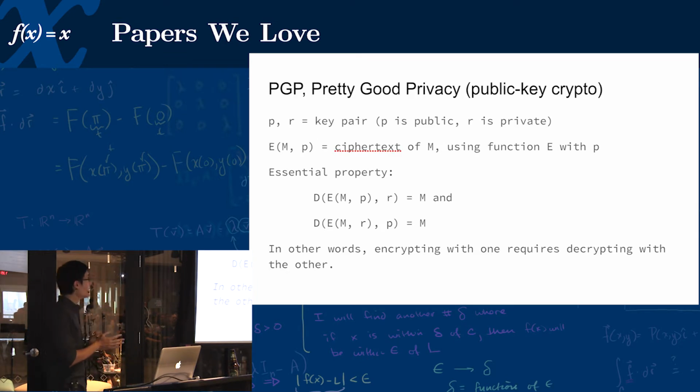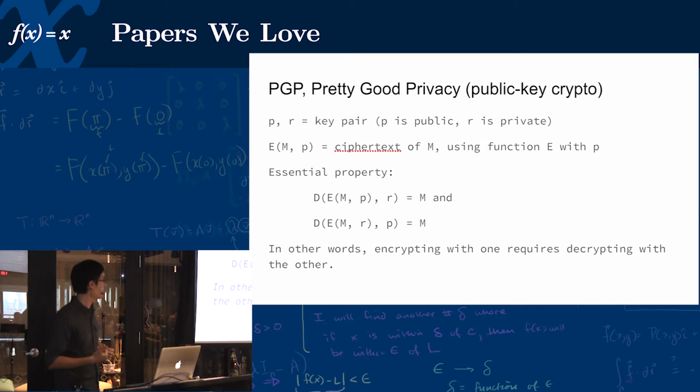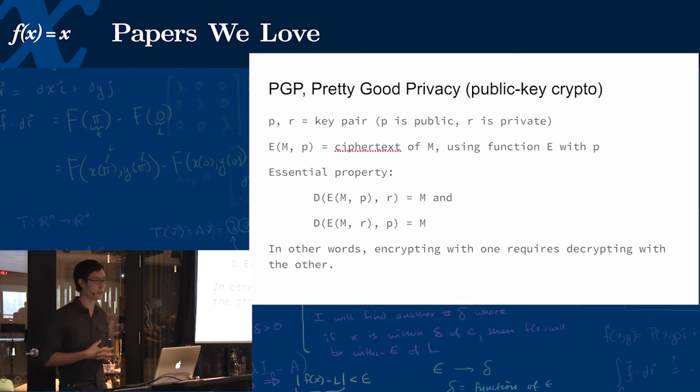The way that I, as a young child, was taught to do this was with PGP. PGP is an implementation of public key cryptography. Actual PGP is much more complicated than what I'm describing here. I'm just going to very generically go through public key crypto. The idea here is that Alice will generate a key pair. It's two things, they tend to be numbers, P and R. P is public, meaning that she will publish P somewhere.